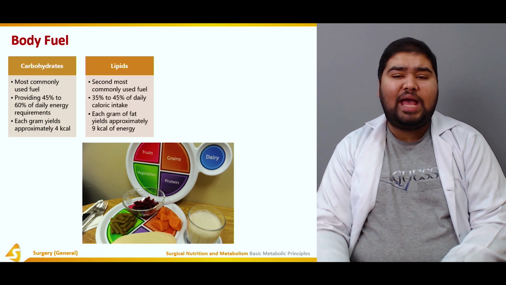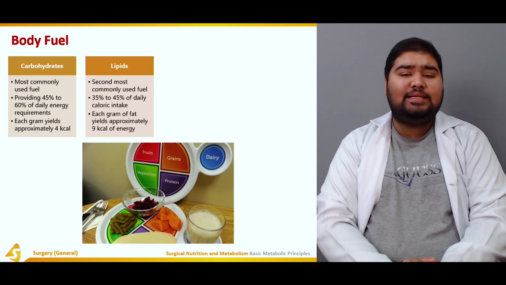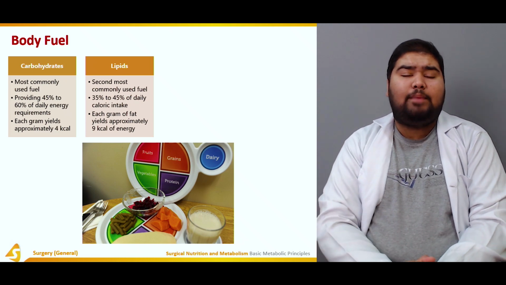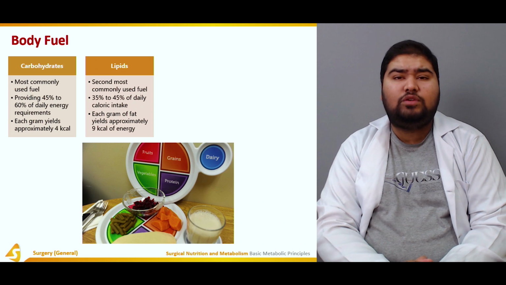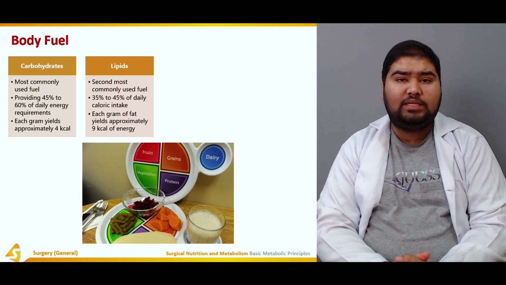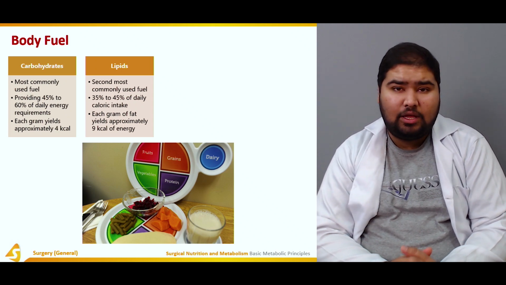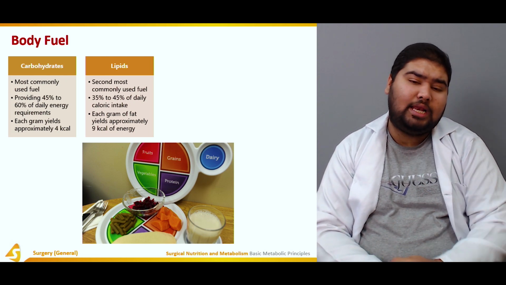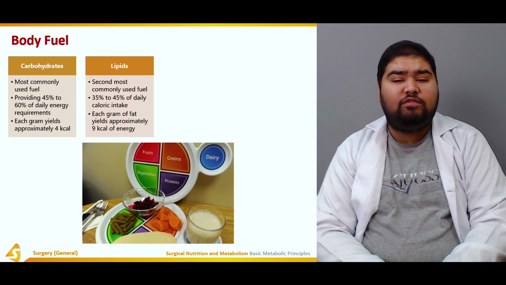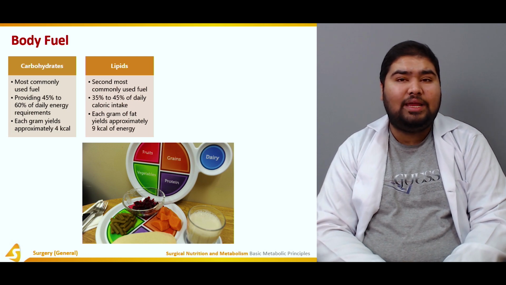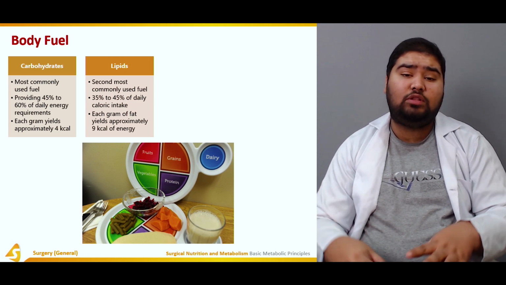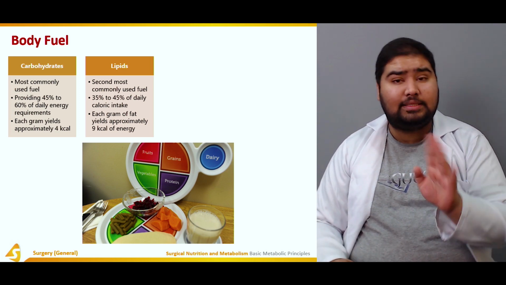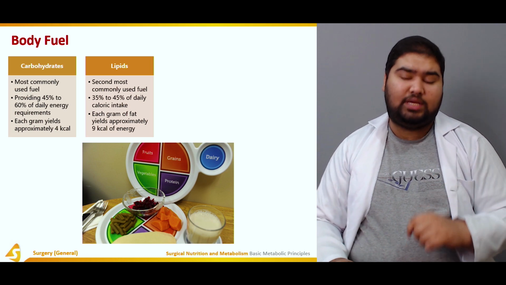And this is the most abundant fuel that is used for human consumption. Then we have lipids. Lipids are the second most commonly used fuel in the human body. They provide about 35 to 45% of the daily caloric intake. So about 35 to 45% of your food is lipids. Each gram of fat yields approximately 9 kilocalories of energy. So the amount of energy delivered by the lipids is twice that of the carbohydrates.